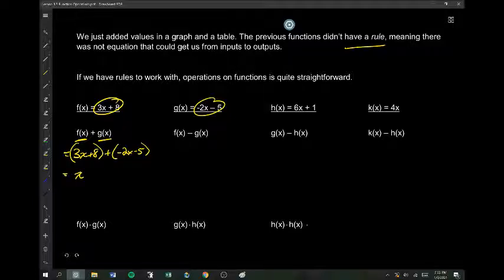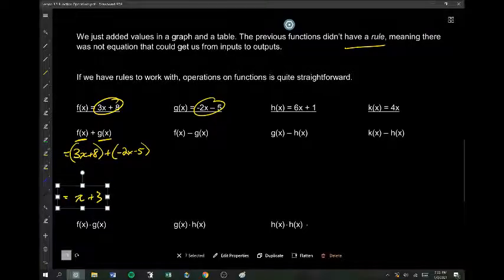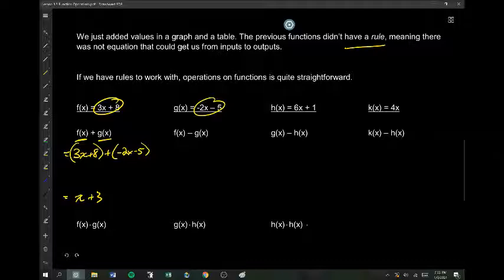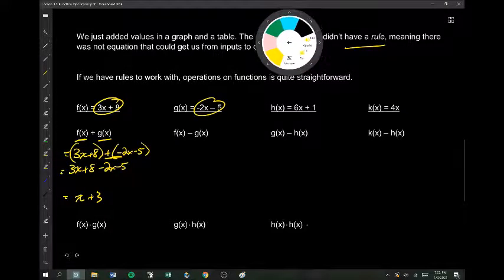So I get x plus 3. If you're not sure how I got that, if the parentheses are kind of confusing you, always start these with parentheses, but the way you get rid of parentheses is by distribution, and there's nothing to distribute here, so this just becomes 3x plus 8 minus 2x minus 5, because plus and negative becomes minus. Then I combine my like terms. So I'm doing 3x minus 2x, which is 1x, and 8 minus 5, which is 3. So we end up with x plus 3.